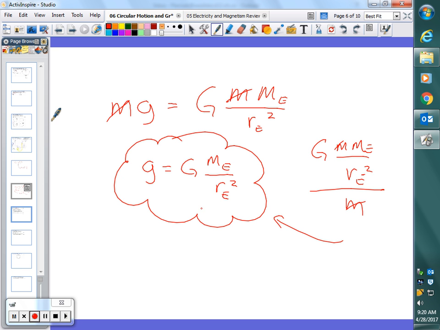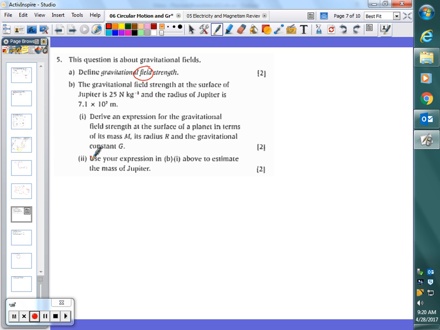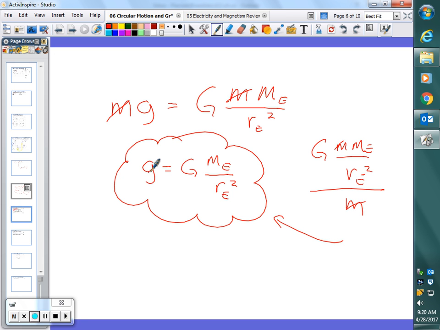And then the next question says, use your expression to estimate the mass of Jupiter, right? It told you that the gravitational field strength is 25 newtons per kilogram, force per mass. It told you that the radius of Jupiter is 7.1. That means the only thing left in here that we don't know is the mass of Jupiter, because this is the gravitational constant, which we know, right?